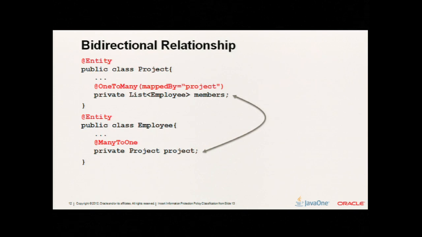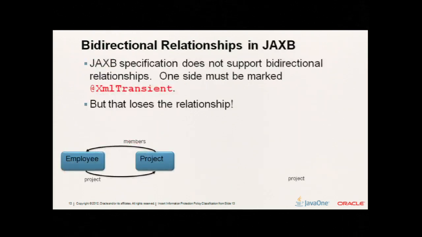So starting out with a simple relationship, I have a project class that has a collection of employee members, and the employee has a single project. So that's a very simple one-to-many, many-to-one relationship, very common in every JPA application. The problem is when you take that relationship and you convert it into XML, you end up with an infinite loop. You know, you have a couple of choices.